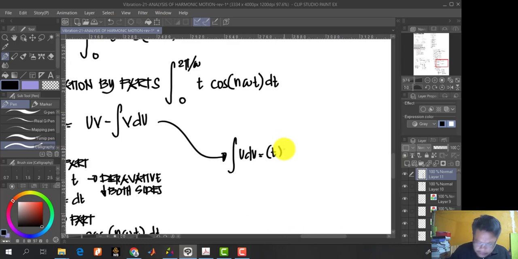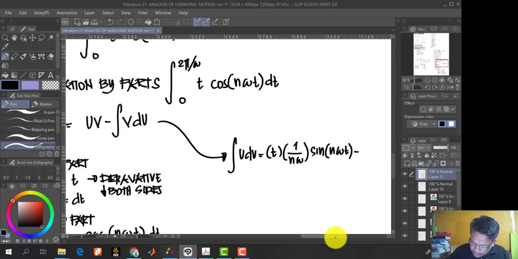So, that will be multiply the 1 over your n angular velocity. Then, this is sine, close parenthesis, my n angular velocity times time. Okay? So that defines the first term.